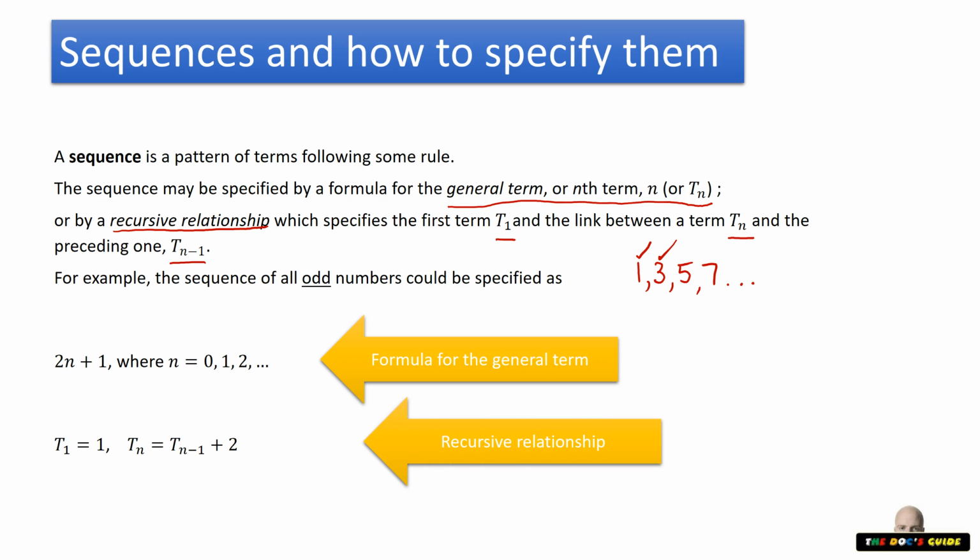Or I could specify a recursive relationship where I spell out what the first odd number is, and that's 1, and then what the connection is between pairs of successive odd numbers. So the second odd number is the first odd number plus 2. The third odd number is the second odd number plus 2. And we of course get these same numbers, 1, 3, 5 and 7.